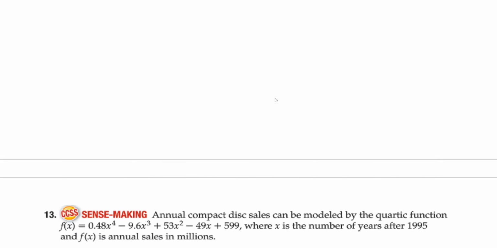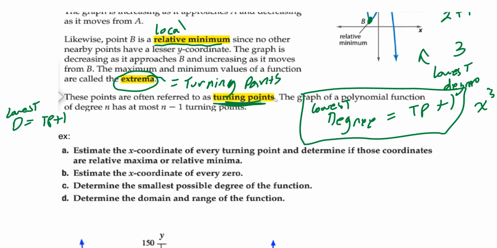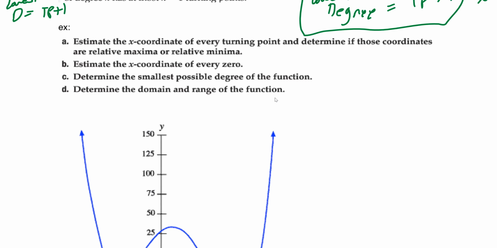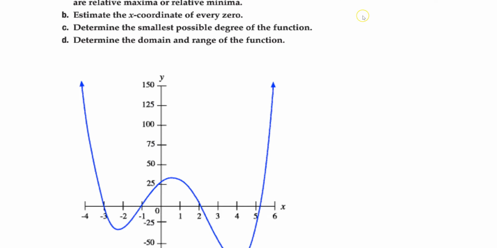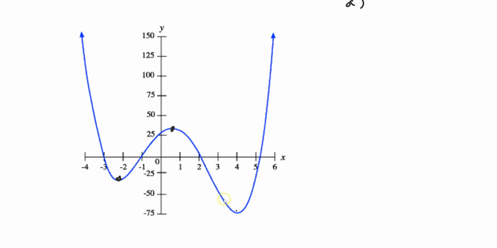Okay, let's go back to what we were doing, all the way up here. There we go. Now let's answer these questions. A. Estimate the x-coordinate of every turning point. Determine if those coordinates are relative max or relative min. So they want all the turning points. There's one right here, one right there, and one right there. One you can't see, one right here.